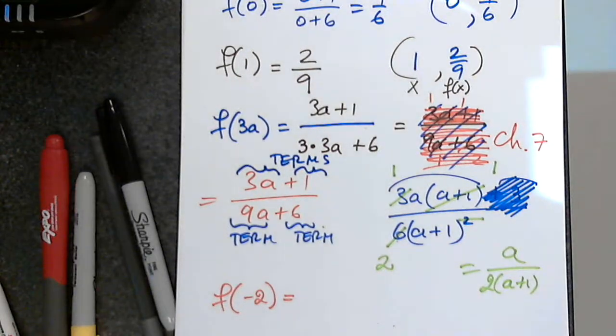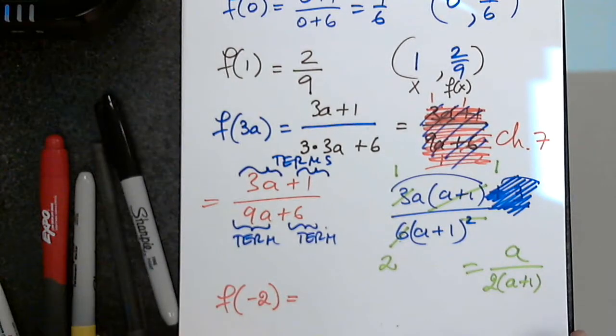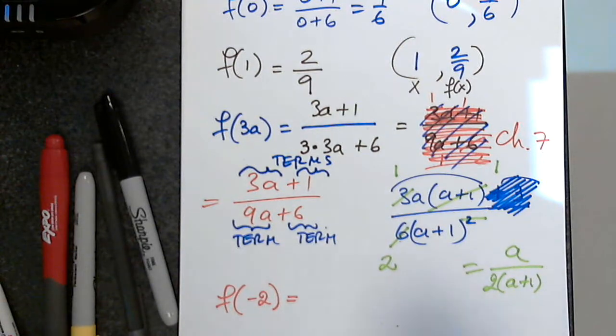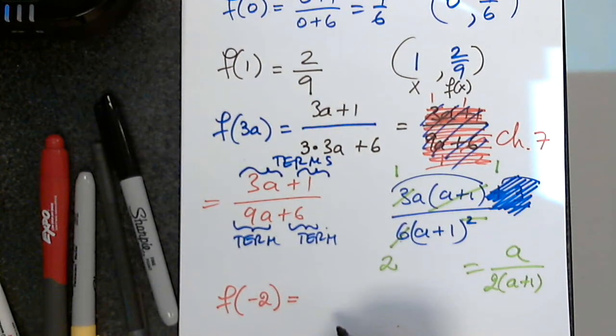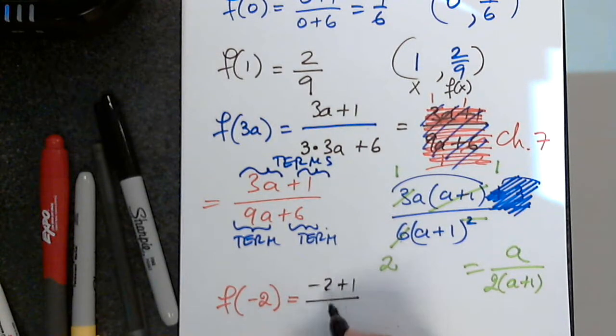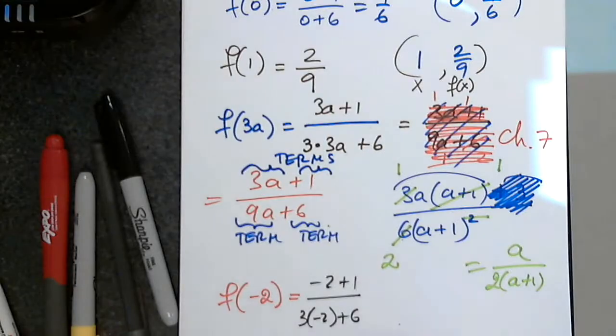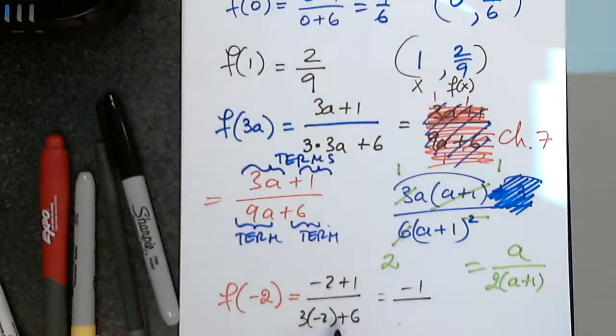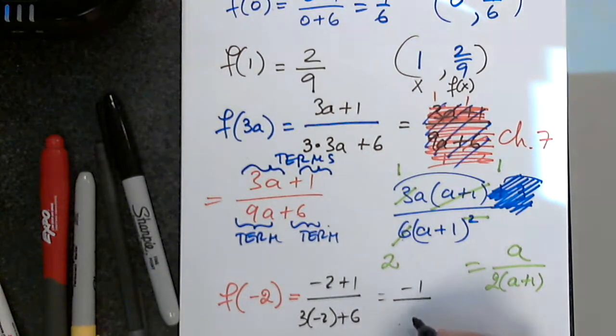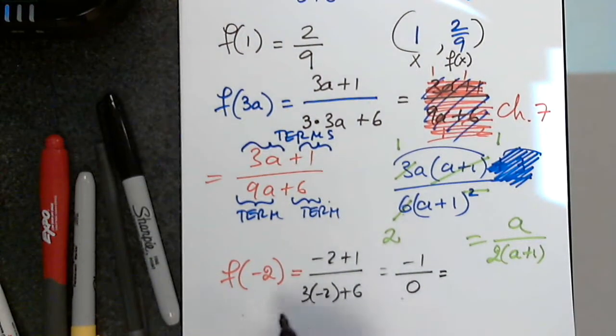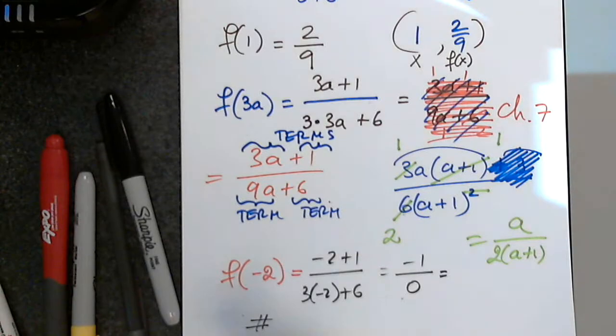So what do we conclude here? How much? 0. Okay, so we plugged in -2, right? So this is -2 plus 1 divided by 3 multiplied by -2 plus 6. Is this correct? Is the numerator -1? Yes. And the denominator is 3 times -2, which is -6, and -6 plus 6 is? Good. So what do we know about any number, not 0?